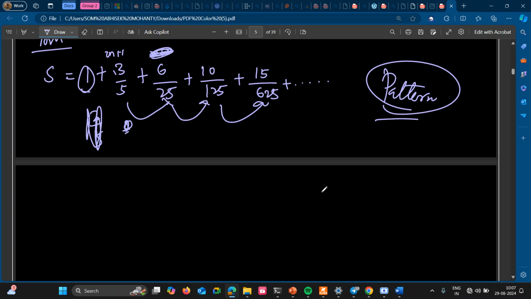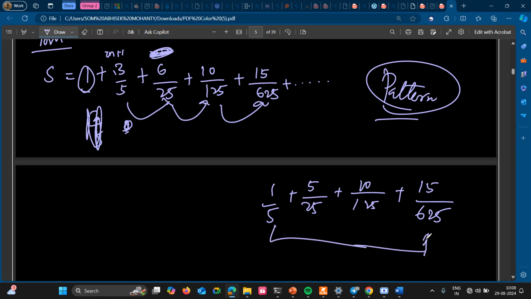So I can somehow like, this is 10, no? This 10 by 125 is 15 by 625. So if this term is like 5 by 25 and this term is like, what? It's like 1 by 5, something like that. Something in this kind of frequency. Okay, so we can get something from it.